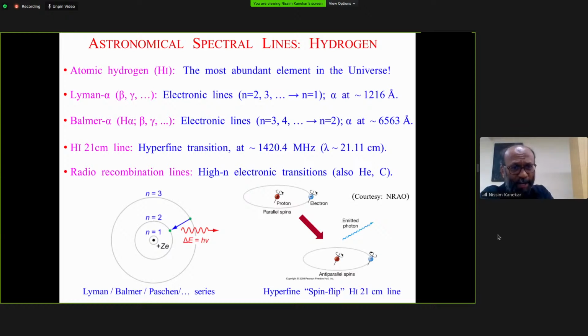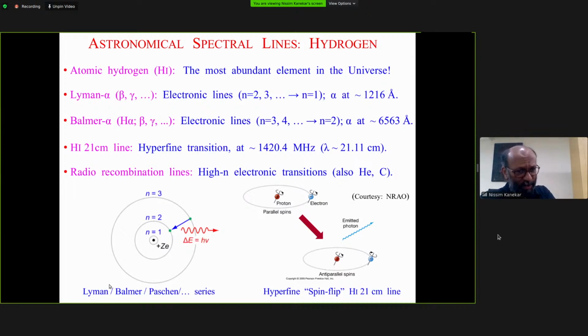And those are called Balmer alpha, Balmer beta, and so on. In astronomy, they're often called H alpha, H beta, H gamma, and so on. And these are again electronic lines. The figure on the bottom left shows you an example of these electronic transitions for a hydrogenic atom, which has an atomic number of Z. You have jumps that happen from, for example, n equal to 3 to n equal to 2, which comes with the emission of a photon.